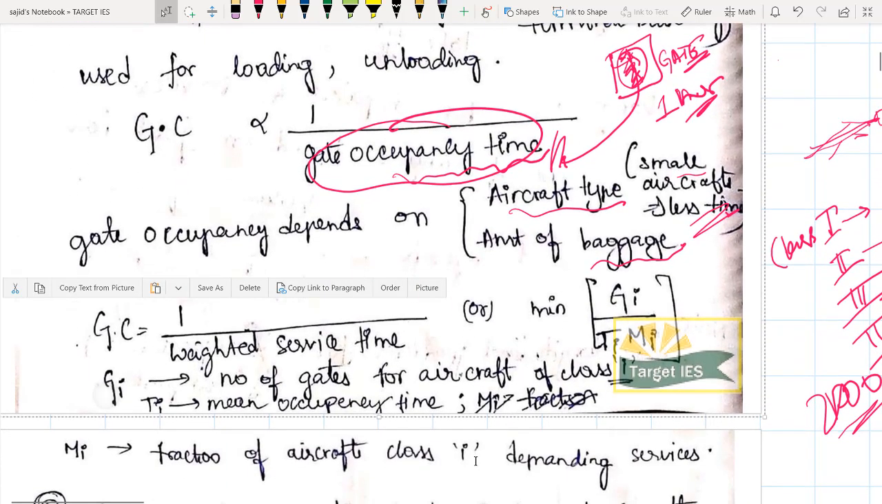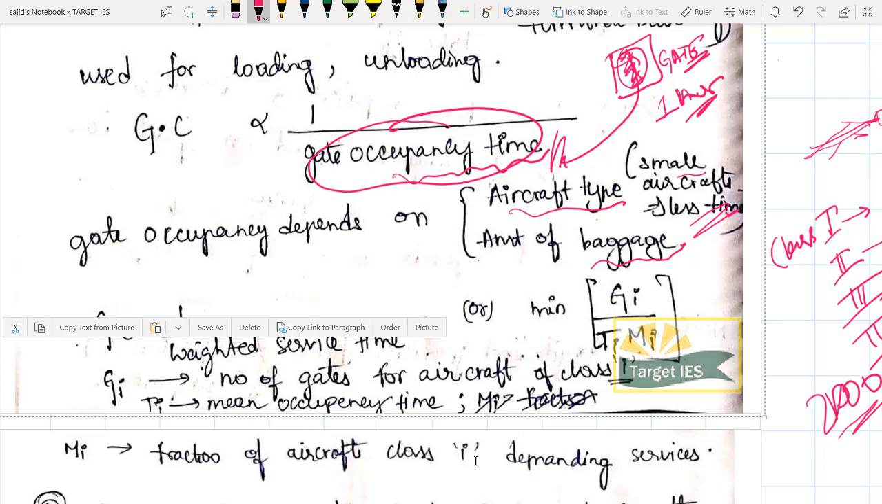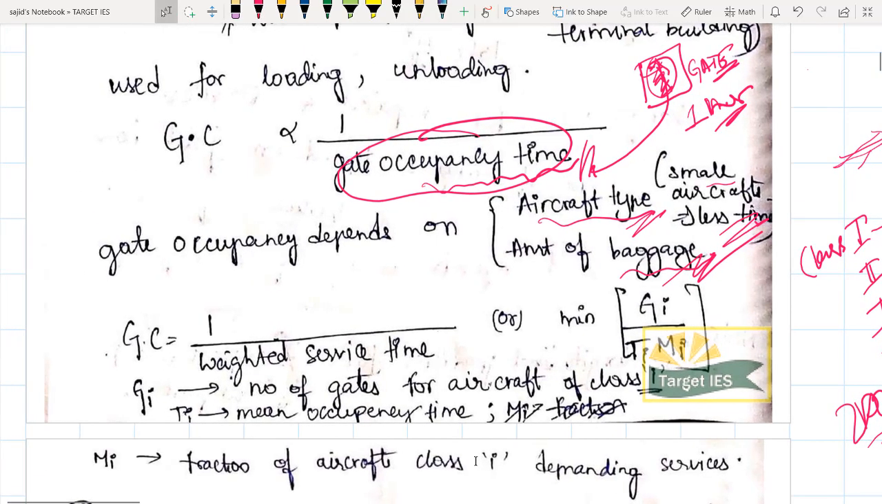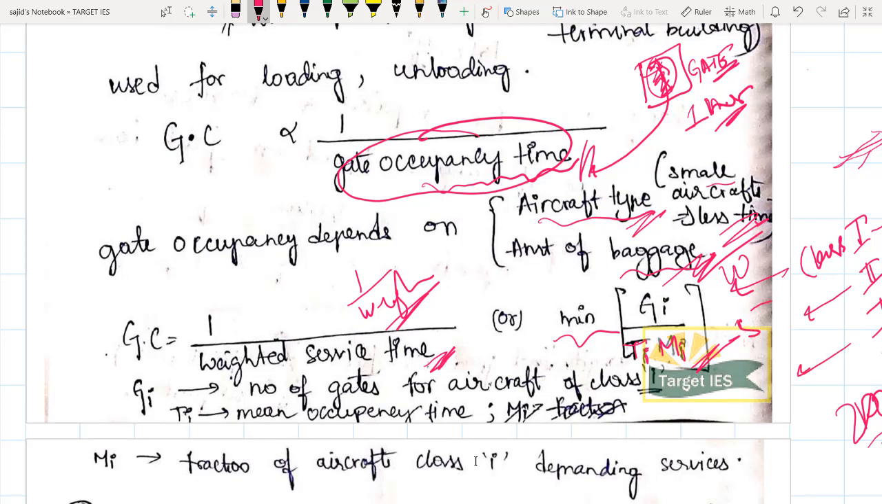So obviously your gate occupancy time will depend upon the aircraft type and also the amount of baggage. So gate capacity has a small formula: it is nothing but 1 by weighted service time. I will tell you a small calculation on how to use this formula and you will be perfect. Or there is also one more formula: the minimum of Gi by TiMi, where Gi is the number of gates for aircraft of class i. Class 1 may have 10 gates, class 2 under 5 gates, class 3 under 5 gates, and class 4 like 20 gates.